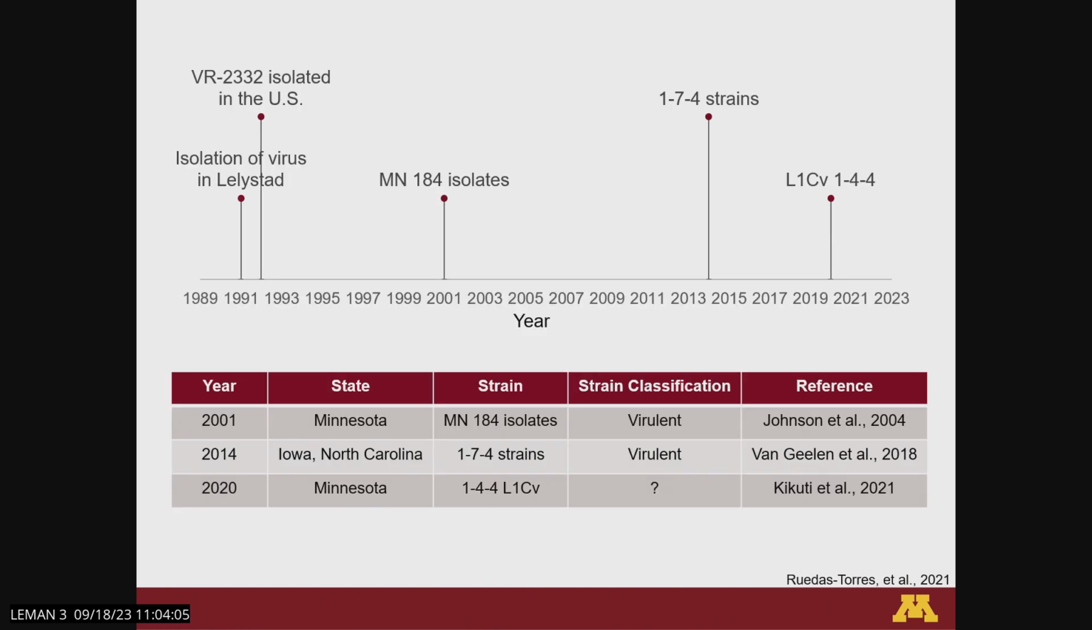Some quick history about some viruses across the United States or the world. The isolation of the Lelystad virus in the Netherlands, 1991. 1 year later, the VR2332 isolated in the United States. After that, 9 years passed. The appearance of the Minnesota 184 isolates.